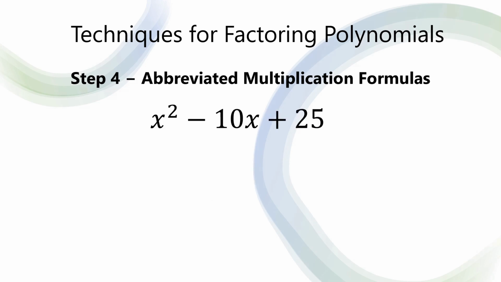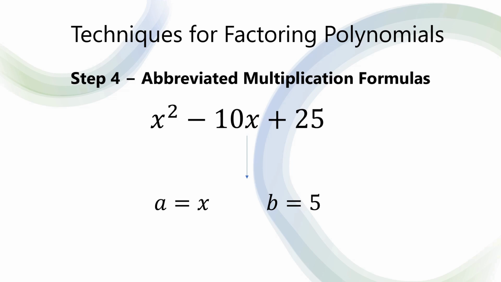To illustrate these formulas, let's consider an example. Suppose we have the polynomial x squared minus 10x plus 25. This expression resembles the formula for the quantity a minus b squared, where a is x and b is 5. We can apply the formula for the quantity a minus b squared to this polynomial.